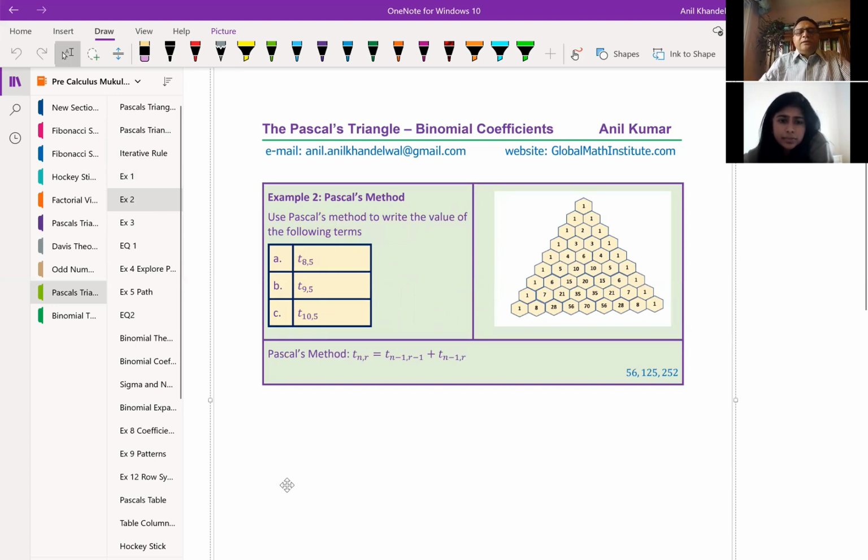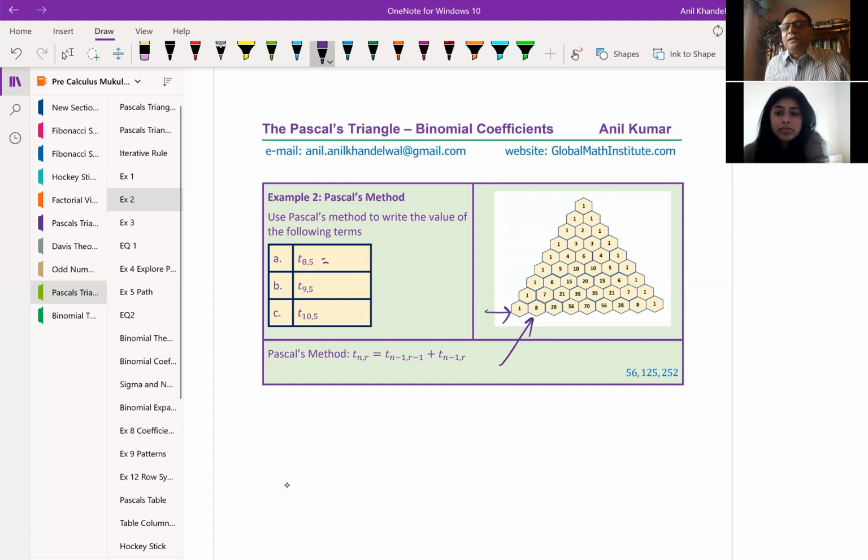Now let's do example number 2. Amy, can you read this example and answer for me? Example 2, Pascal's method: use Pascal's method to write the value of the following terms. A, T8,5. So we go to row 8. You can recognize very easily that in the first diagonal, these are the actual numbers of the row defined by Pascal himself. So clearly this position will be 0, that is your 0th row. Do you see that? That makes sense. When you see this 8, we are talking about T8. And now 5 you will count, which is the position, and tell me what is the number written there.